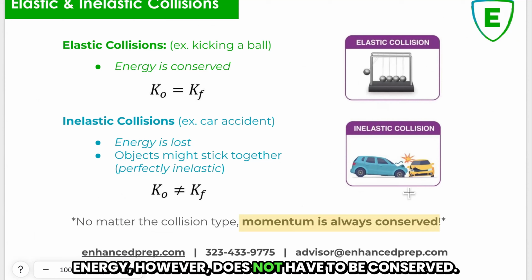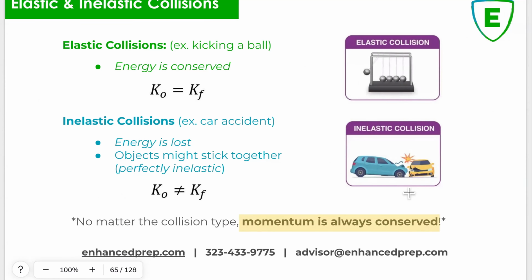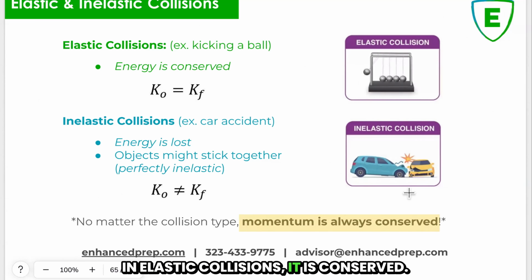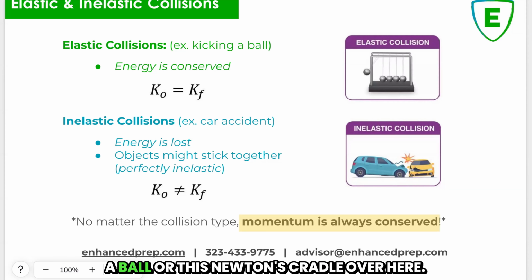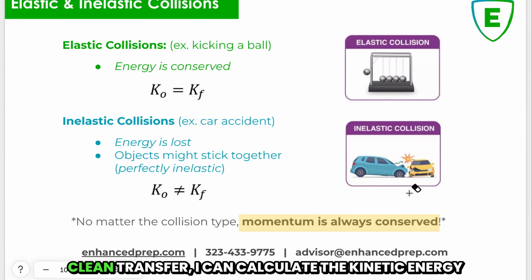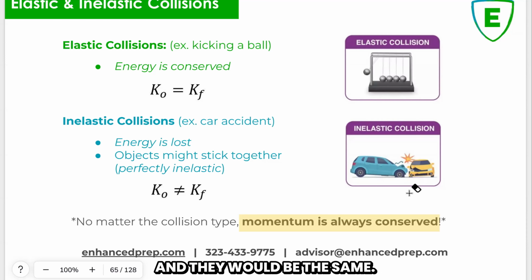Energy, however, does not have to be conserved. In elastic collisions, it is conserved. So think of a ball bouncing perfectly, kicking a ball, or this Newton's cradle over here. It's a clean transfer. I can calculate the kinetic energy of the ball at the end and the ball at the beginning, and they would be the same.